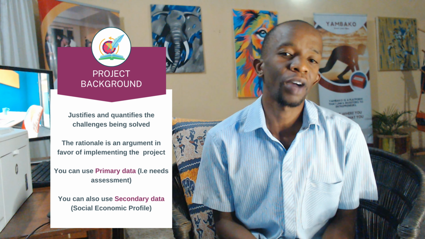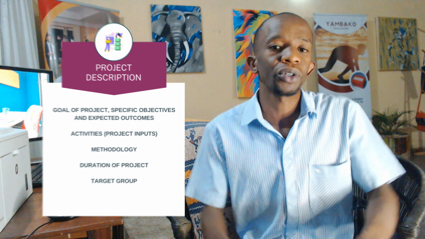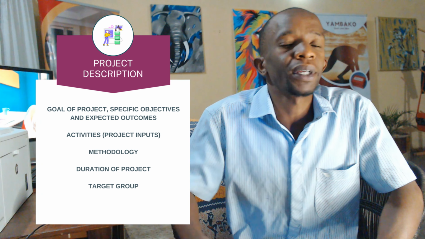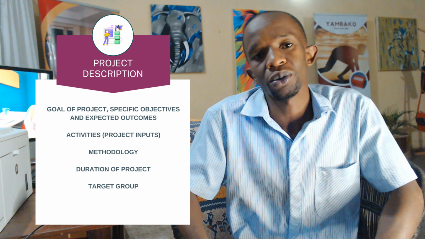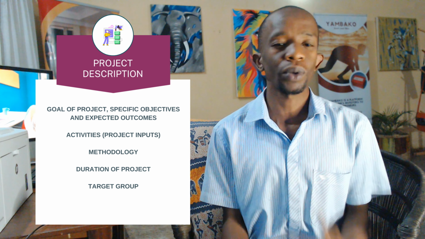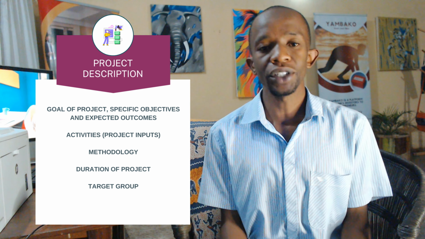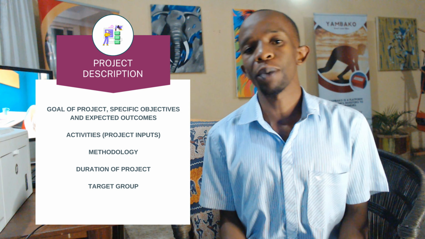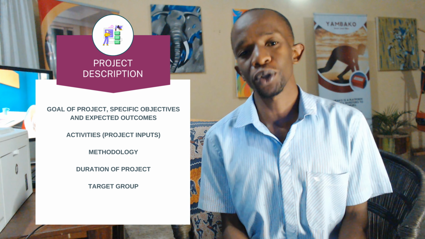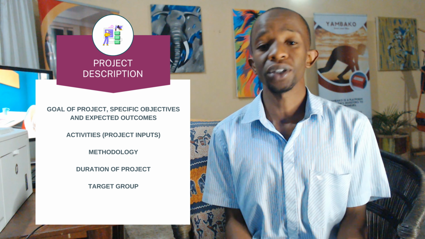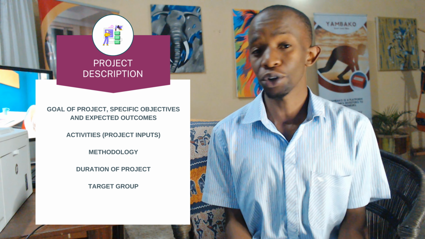Now, coming to the fifth point, what is another important component of a project proposal? The project description. So in the project description, you explain or describe in detail what the project impact is, what the project goal is, what the project outcomes are, what the objectives are, what the indicators are, but also you need to come up with a paragraph describing the project activities. What is it that you're going to do, and how you're going to go about it.